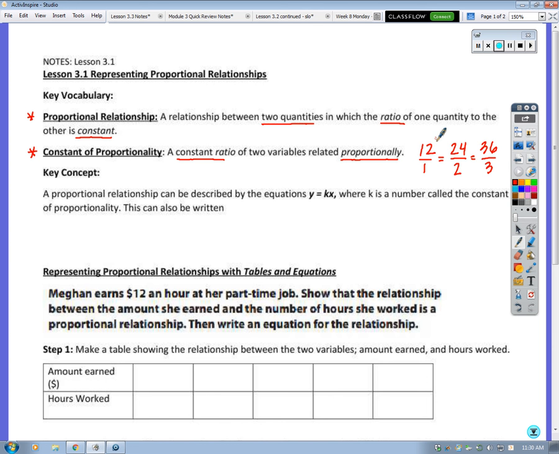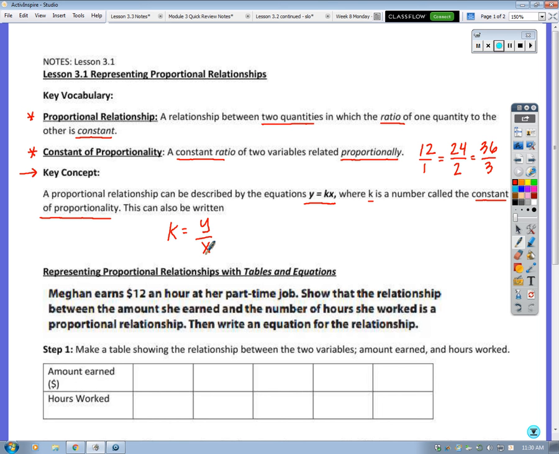Alright, so the key concept that we're using in this lesson is that a proportional relationship can be described by the equation y equals kx, where k is the number called the constant of proportionality. So this can also be written as k equals y over x to solve for that constant.